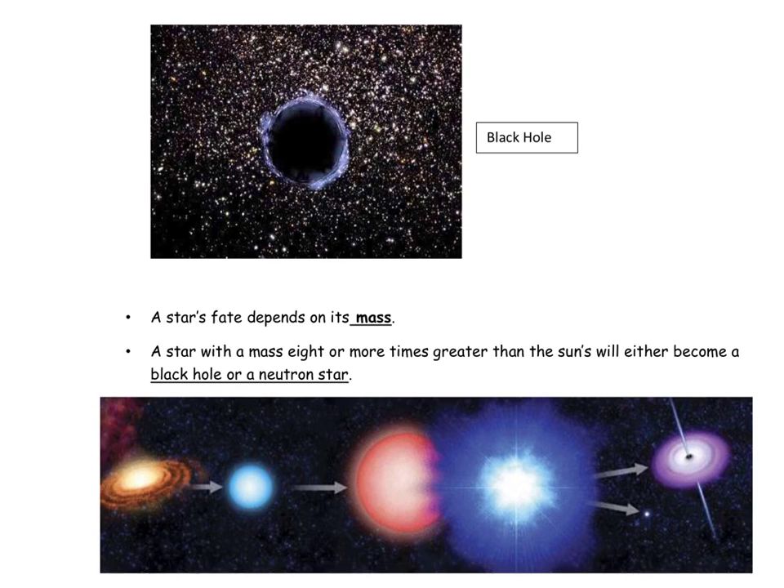And here you can see a star with a mass 8 or more times greater than the sun will become a black hole or a neutron star. And here is a nice picture. Here's the nebula of where the star is forming, very massive. Eventually it becomes a supergiant, explodes as a supernova into either a neutron star or a black hole.